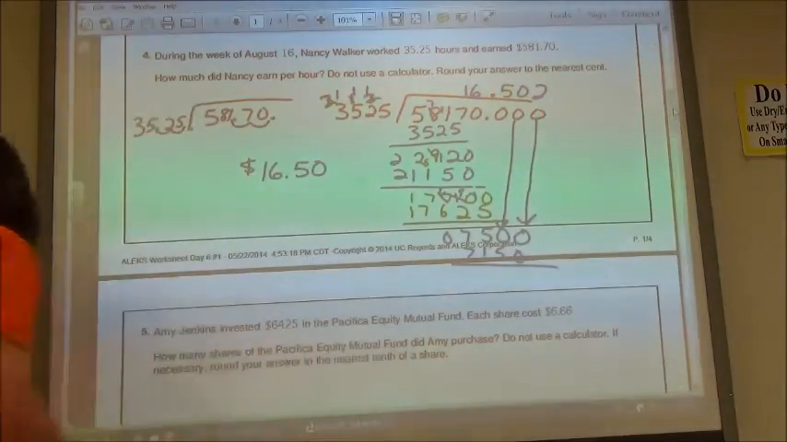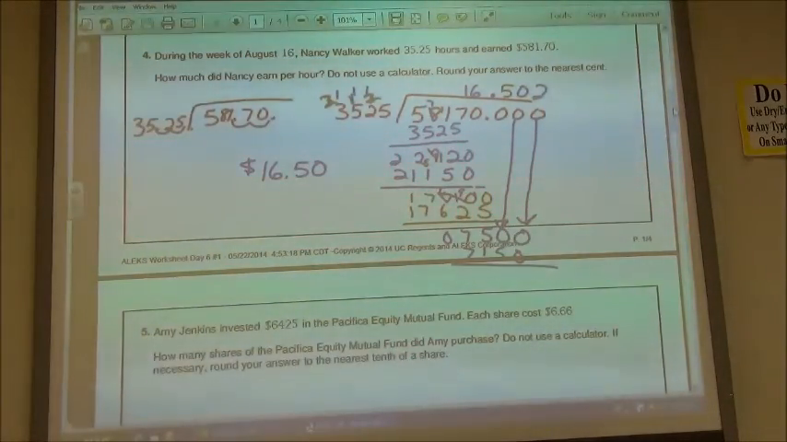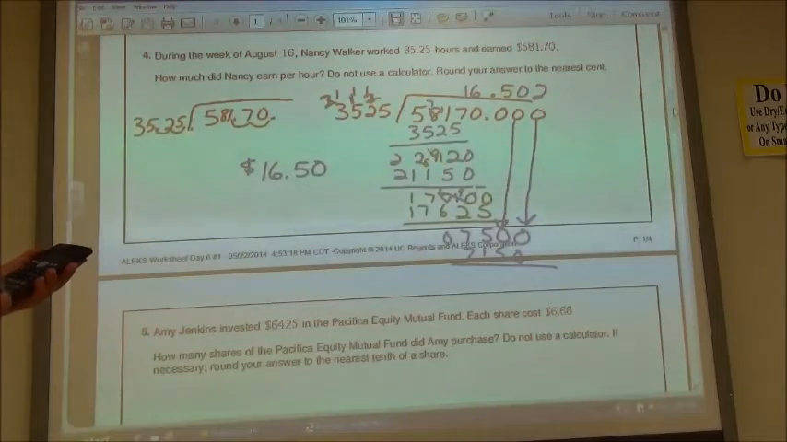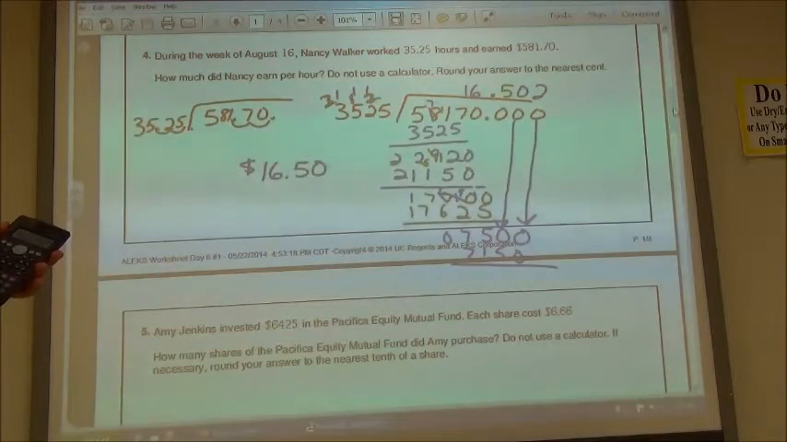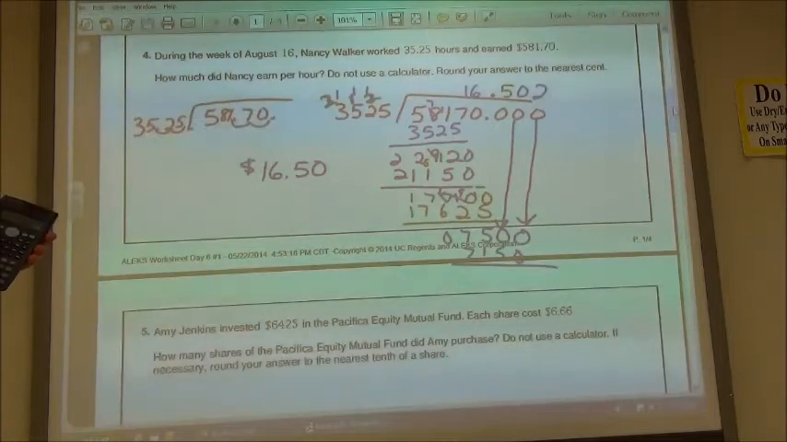Again, after you do your long division on your paper, go ahead and check it with your calculator. So $581.70 divided by 35.25 gives me 16.502... So $16.50 is where we rounded it, so that looks good.